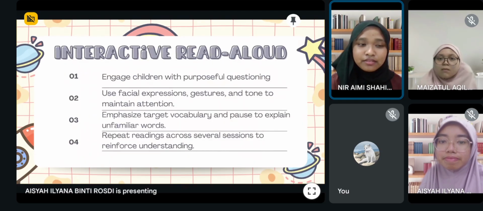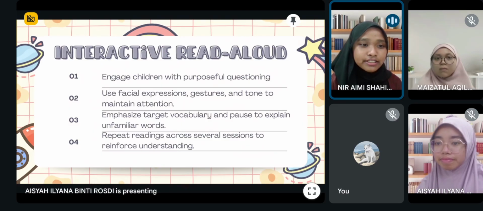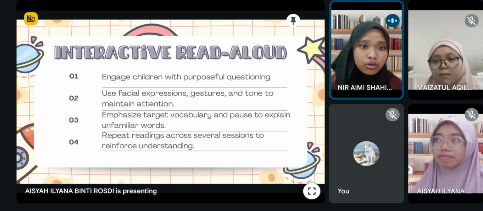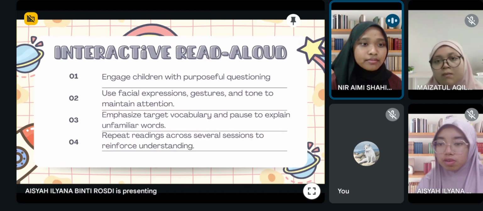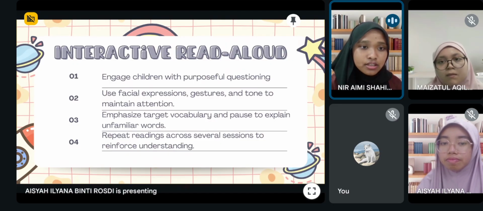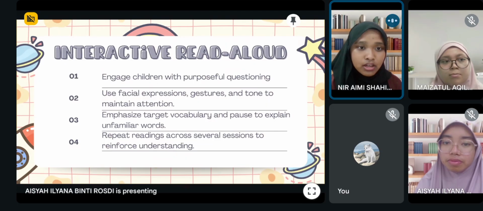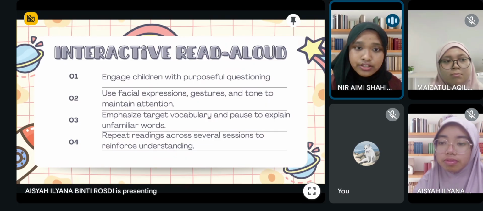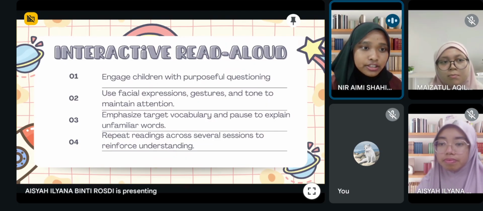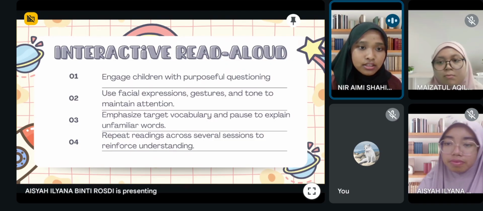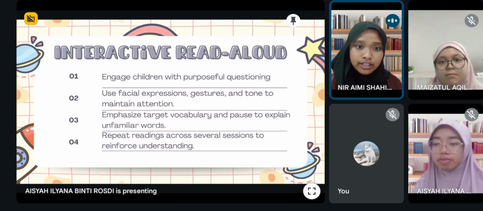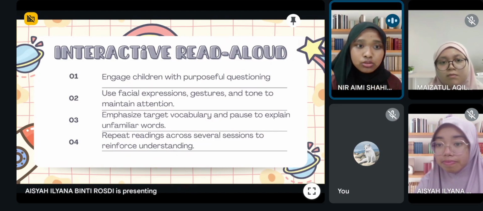Next slide. First things first is interactive read aloud as a core teaching strategy. Interactive read aloud serves as a core instructional strategy that promotes English language acquisition in a natural and engaging manner. During the session, the teacher reads a high-quality picture book aloud to the class and uses tone, gestures, facial expression, and pacing to make the story come alive.